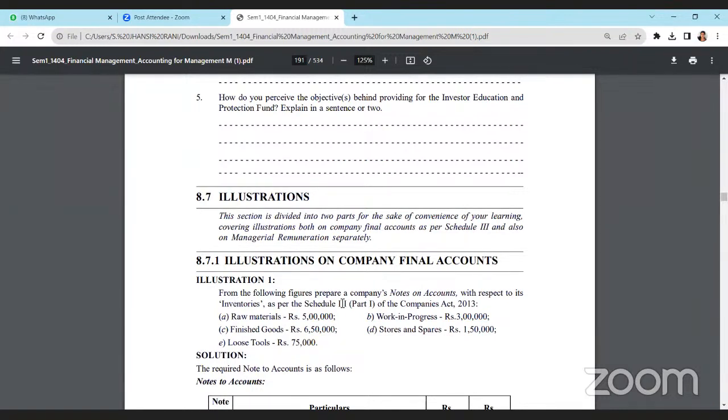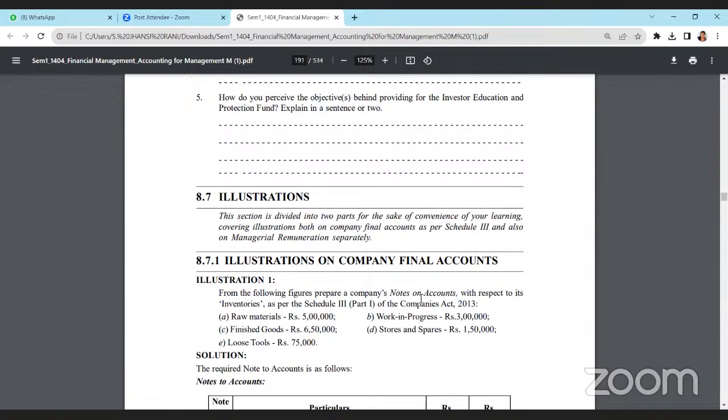Just look at it. From the following figures, prepare a company's notes on accounts with respect to its inventories. He's talking only about inventories. Inventory means, as I said, we have 3 types: raw material, work in progress, and finished goods. So here, from the following figures, prepare a company's notes on accounts with respect to its inventories as per Schedule 3, Part 1 of the Companies Act.